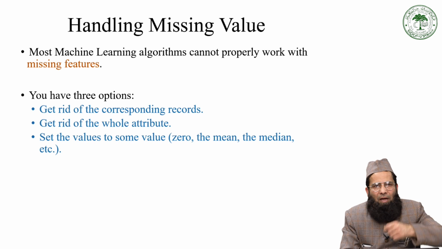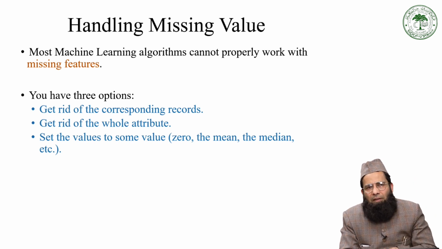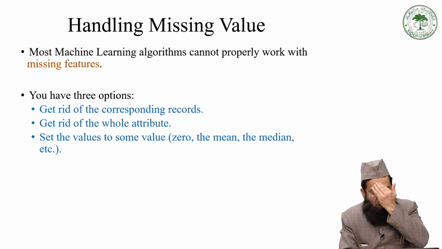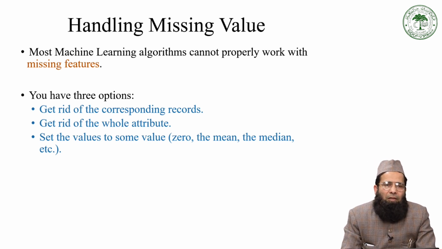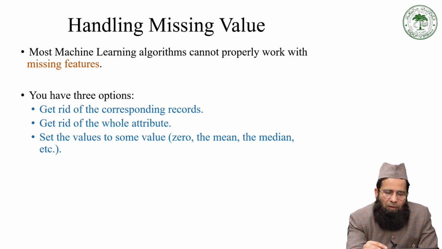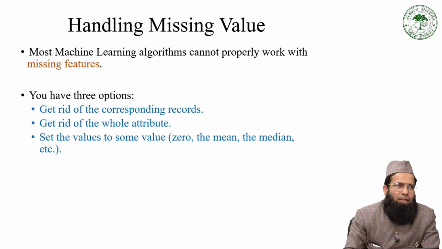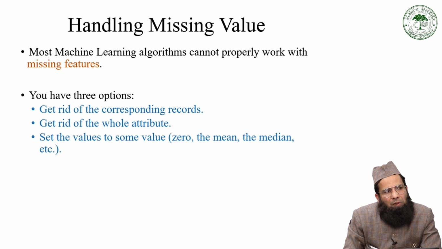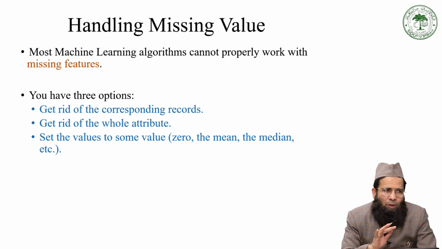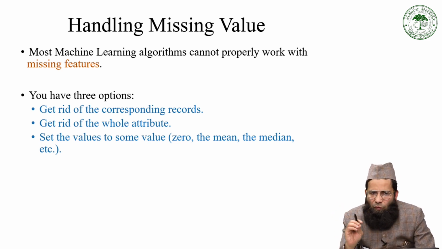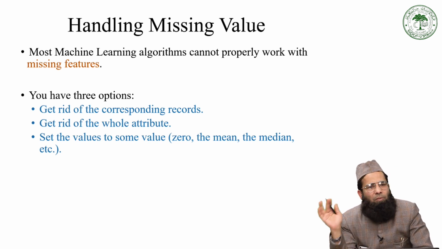Let's say you have a feature in which certain records have missing values, say null or empty. There are three different options. The very first one is to get rid of the corresponding records, so we can delete all those records. Let's say your dataset has thousands of records and certain records have missing values. Delete all those records. It would work for a dataset with a huge number of records.